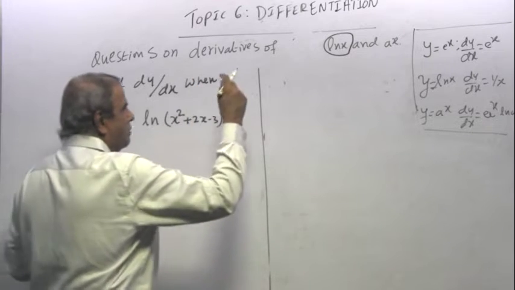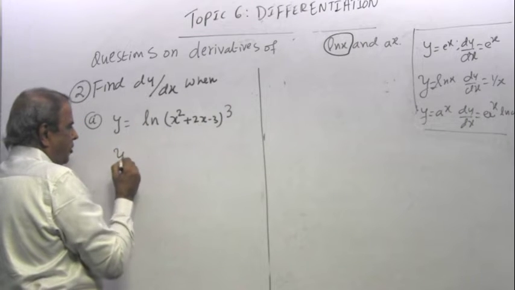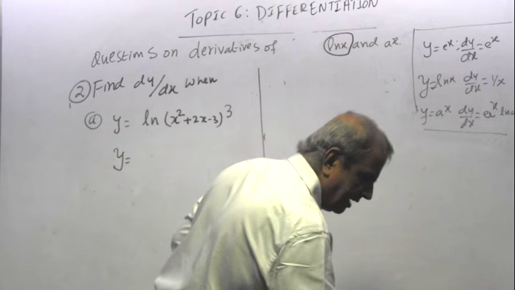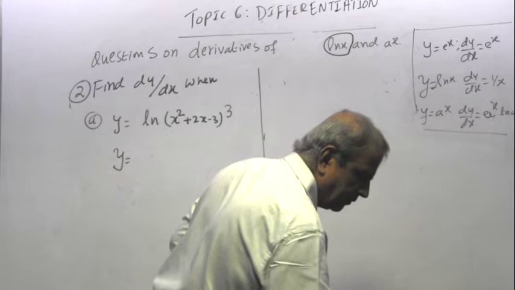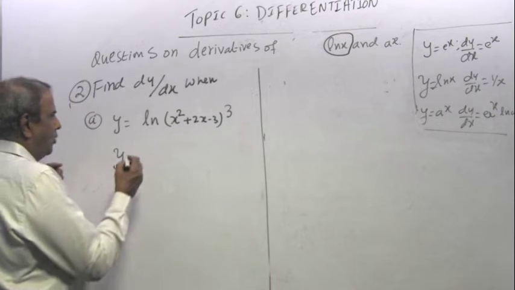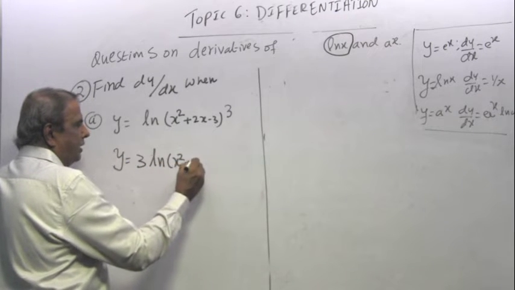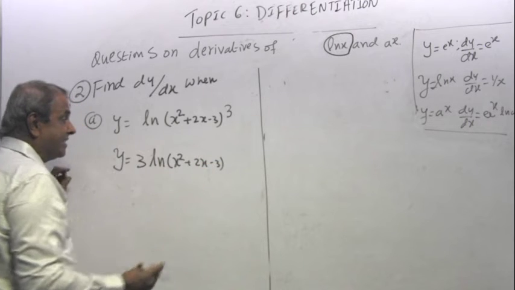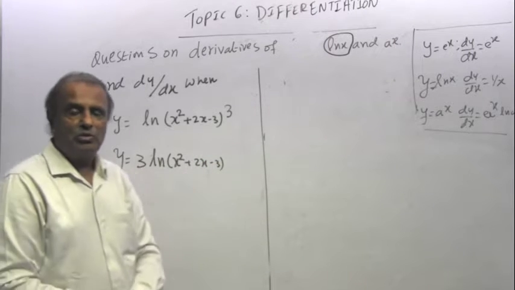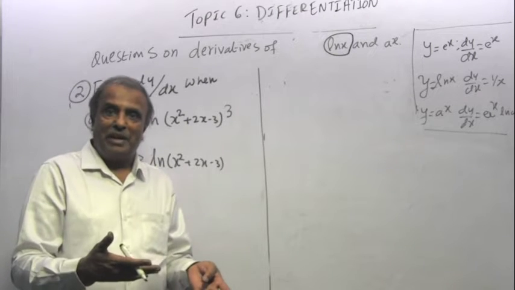First and foremost, remember, log of x power n is n log x. So y equal to, again, I tend to forget starting my watch. Always. That's about 3 minutes. Okay. y equal to 3 ln of (x squared plus 2x minus 3). At least now I can say I can differentiate and multiply. But still I have to simplify.